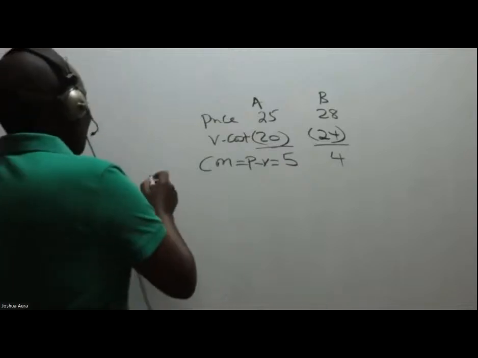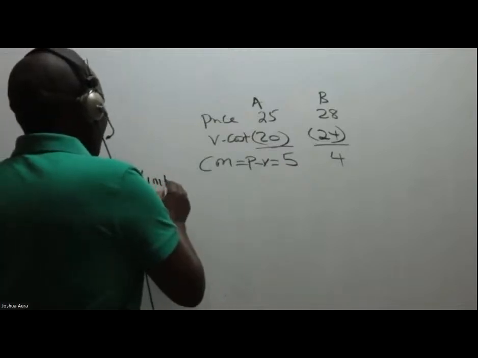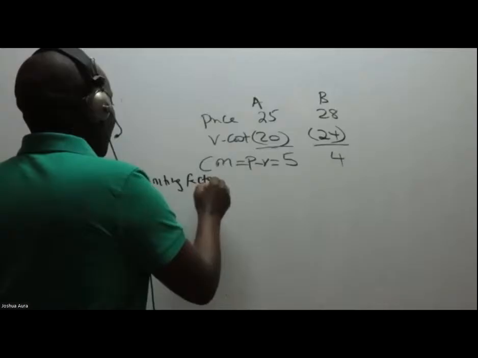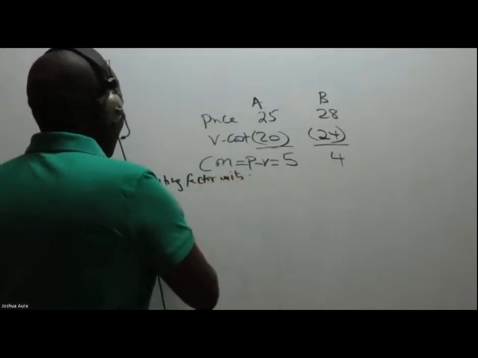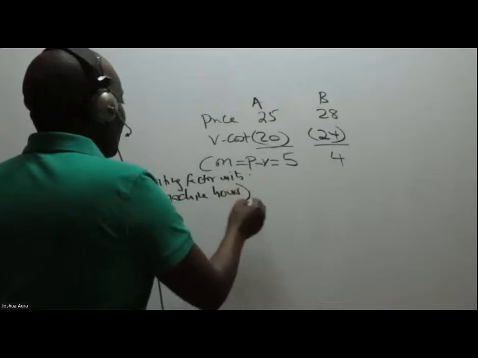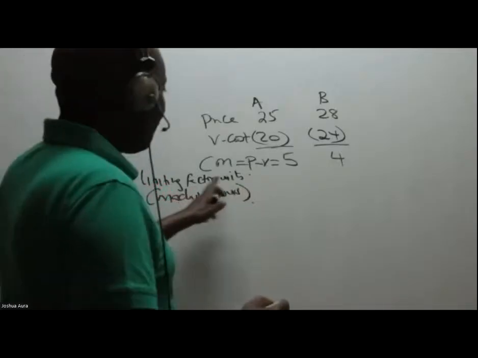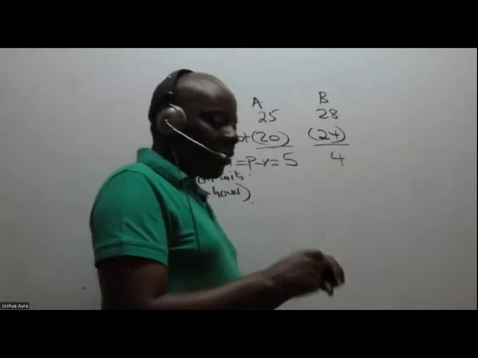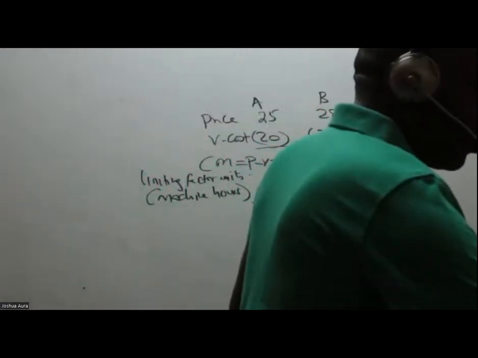We are looking at machine hours as the limiting factor. So give us the limiting factor units for each of the products. Machine hours, ladies and gentlemen, what do we have?